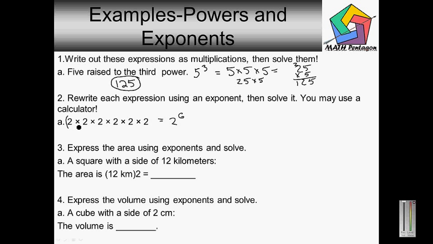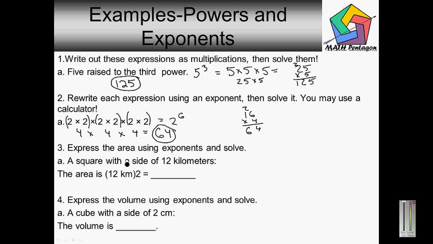So I like to group them when I'm doing this. 2 times 2 is 4. 2 times 2 is 4. And 2 times 2 is 4. Okay, so 4 times 4 times 4. So 4 times 4 is 16, times 4 is, 6 times 4 is 24, carry the 2, 4 times 1 is 4, plus 2 is 6. So our final answer to this question would be 64. So that's the final answer to that one.